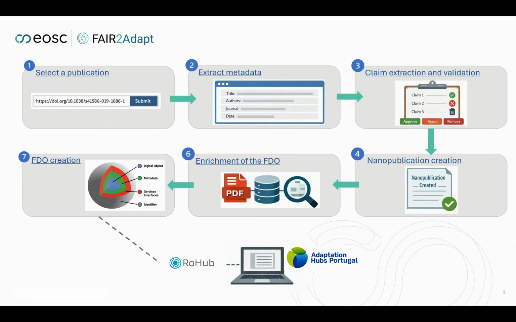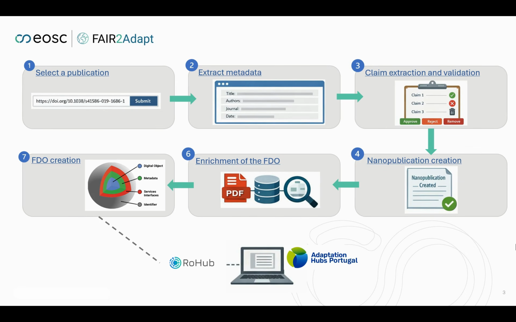So I'm a researcher. I want to add my paper and my data to the Portugal Adaptation Hub because it's super interesting. Or the manager of the Portugal Adaptation Hub finds a paper that was published last week, contacts the author, and they have the script and the data, and they want to add it to the Portugal Adaptation Hub. So what do they do? They go to this tool that we will show you and add the DOI. From the DOI, they extract metadata: title, authors, date, journal. And they do the claim extraction, with claims from an expert AI. Of course, they can approve or reject the claims. From the approved claims, a nanopublication is created.